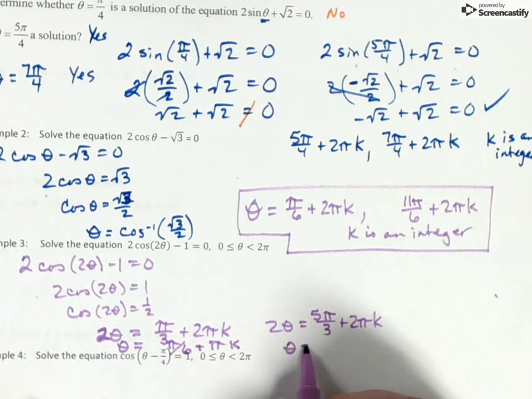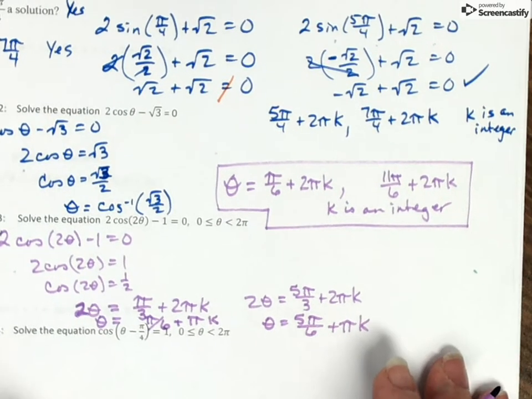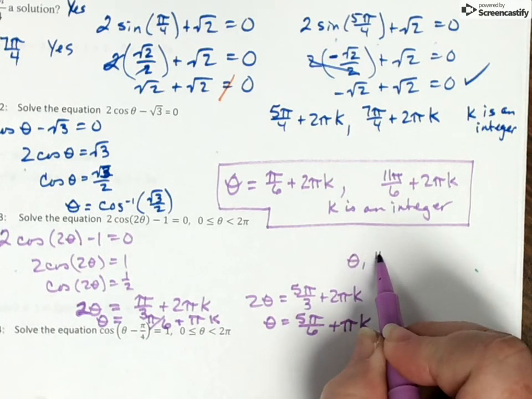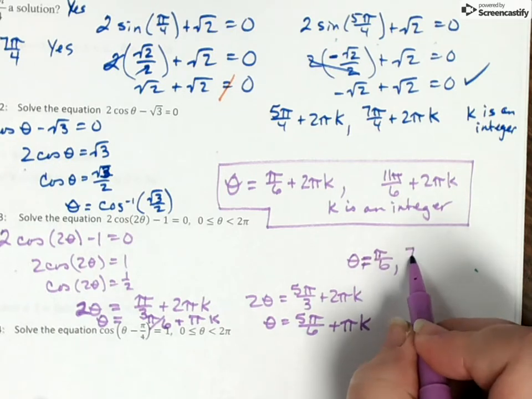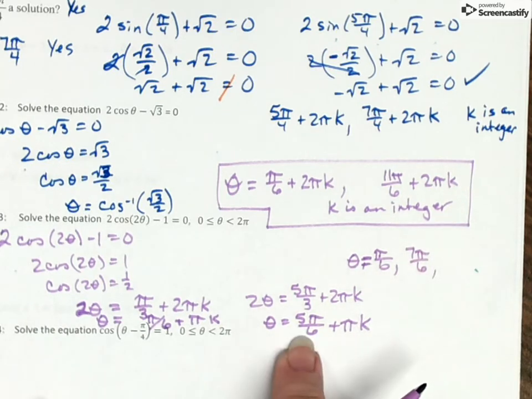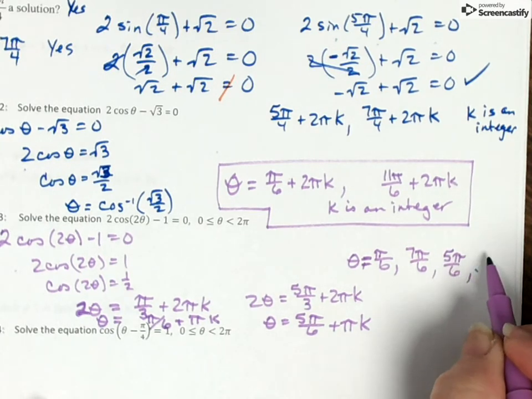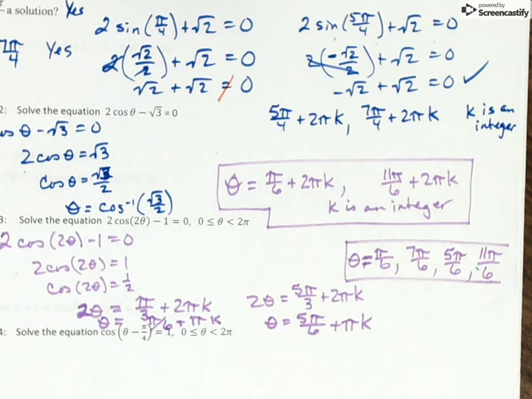This one would be theta equals 5 pi over 6 plus pi k. Well, when you look at that, pi k is adding 6/6. 1 pi is pi over 6 plus 6/6. My answers would be pi over 6 and 7 pi over 6. I would also have 5 pi over 6 and 1 pi later, 11 pi over 6. So these are the answers. There's 4 answers to my equation.